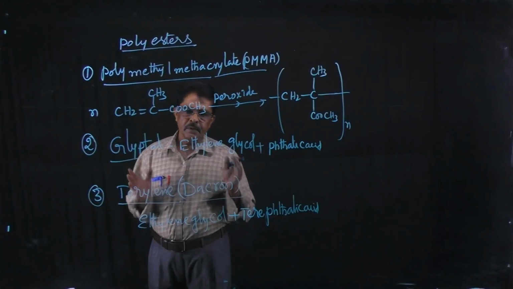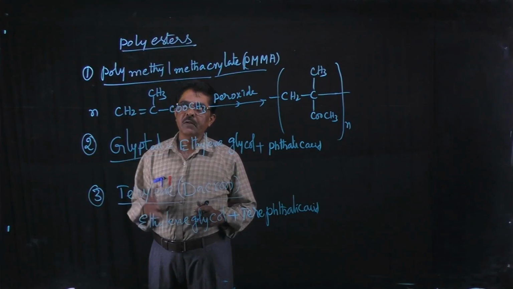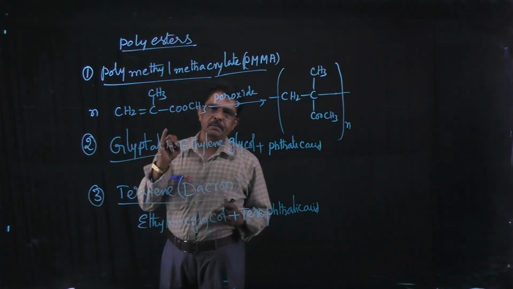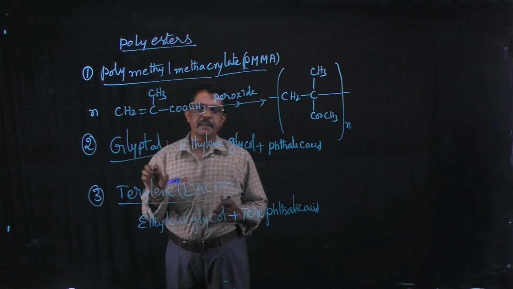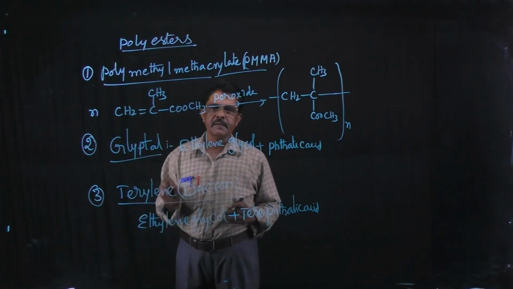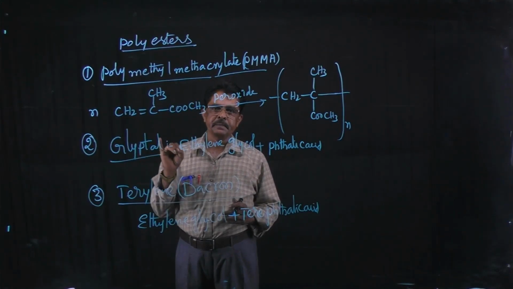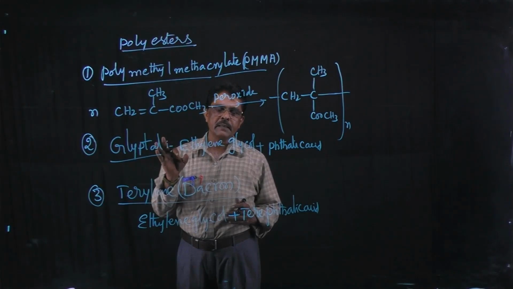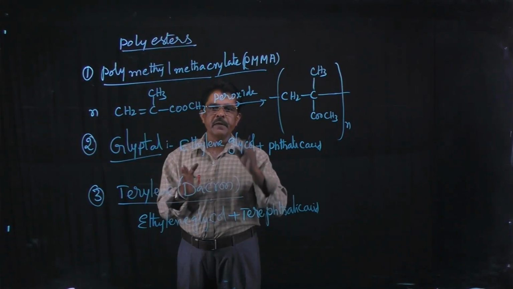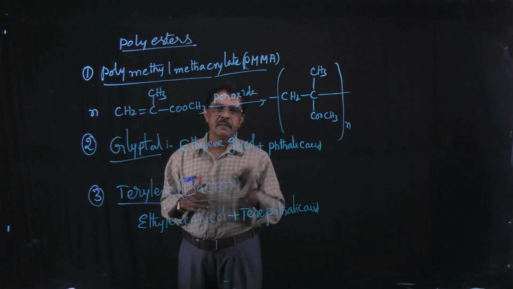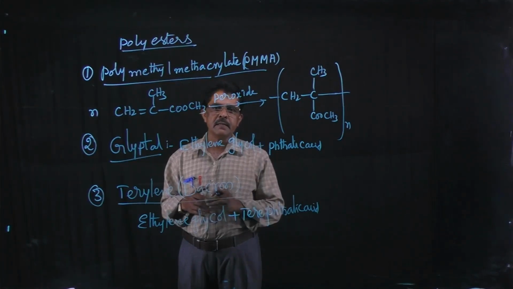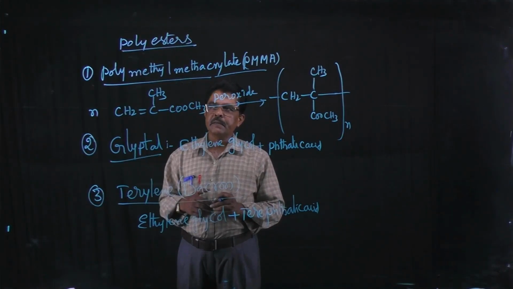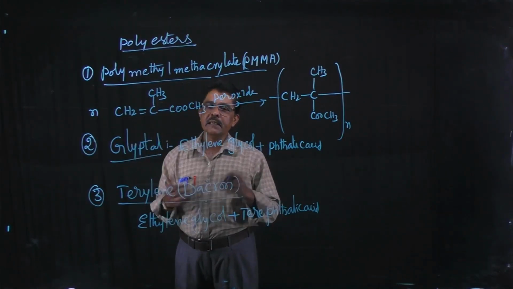Next type of polymers are the what? Polyesters. We discussed about it, polymerization process and types of polymers. Polythenes, polyethylenes and polyesters, polyamides and resins, right? Understand? So we have to discuss polyesters.